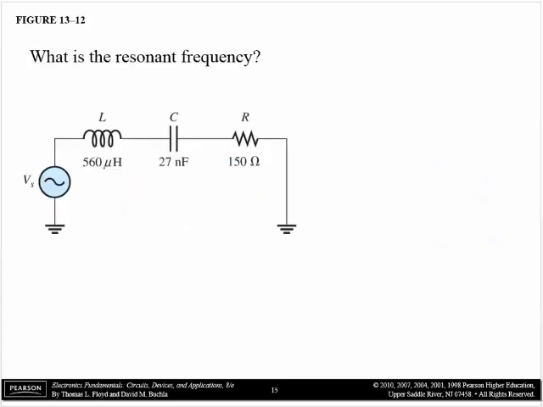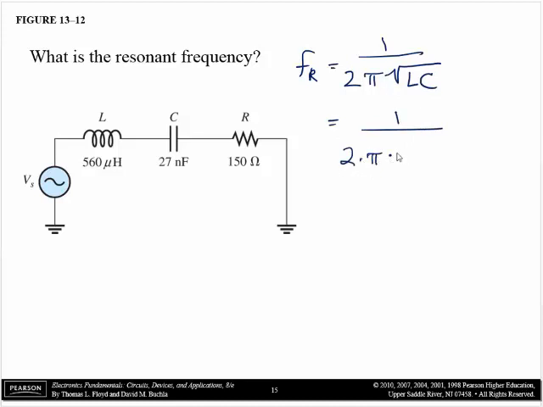So what is the resonant frequency? We can derive it like I already did, or we can just use the formula 1 over 2 pi square root of L times C. So 1 over 2 times pi times square root of, not reactances here, L times C.